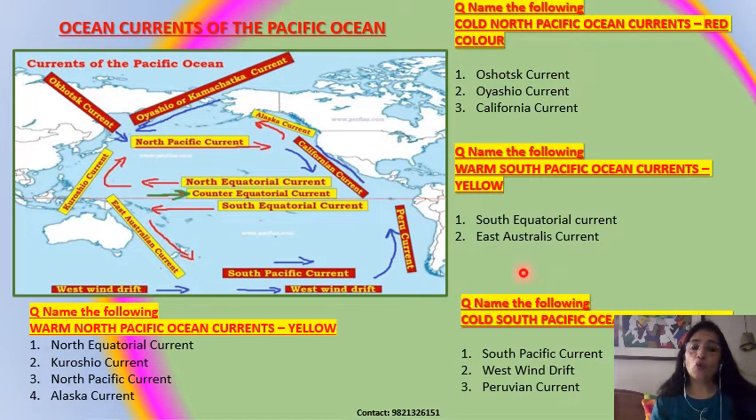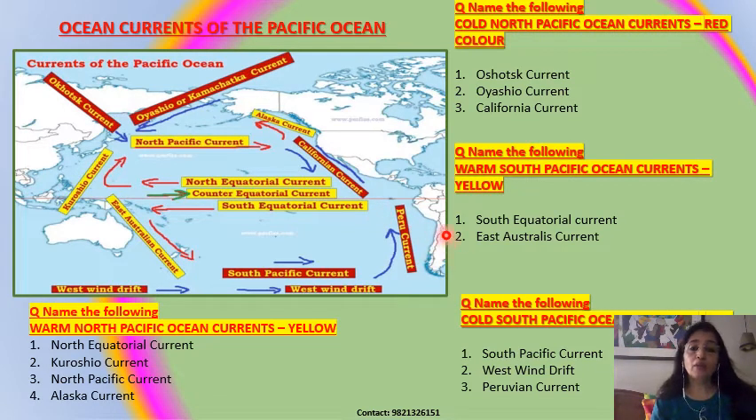Name the following warm South Pacific Ocean currents. So now South Pacific Ocean currents. South Equatorial Current is warm, and East Australian Current flowing towards the side of Australia is a warm current. Cold South Pacific currents, the South Pacific Current, the West Wind Drift, and the Peruvian Current. You have to remember these names, children. Memorize them properly.